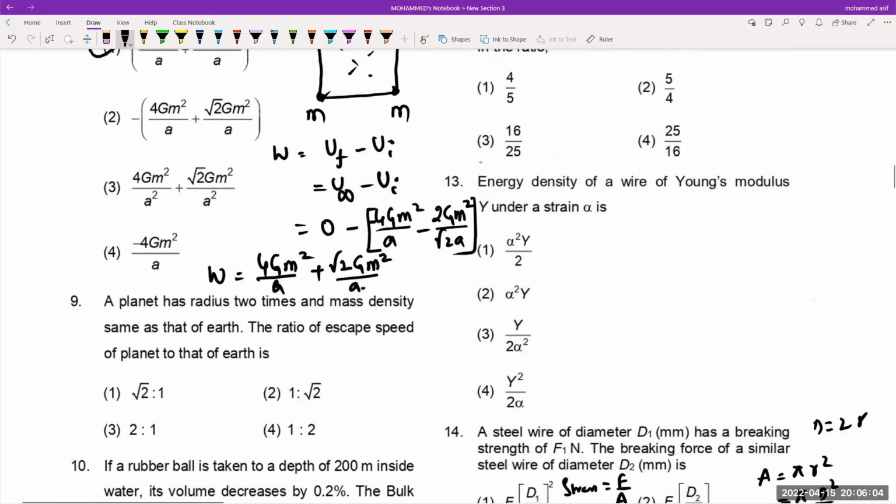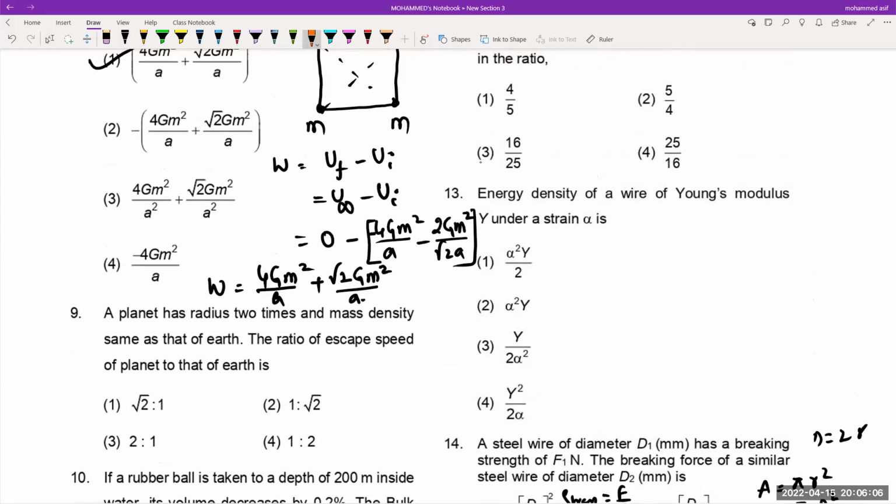Simple question. Next one, energy density of your wire. See, energy density of the wire मतलब क्या बेटा? Energy per unit volume. Energy density कितना लिखोगे बेटा? Energy density is equals to half into stress into strain लिखोगे. So that is equals to half into y into strain square, because stress is equals to y into strain I am writing. ठीक है, ये हो गया मेरे पास half y into strain square, is alpha square. That will be the answer. First option.